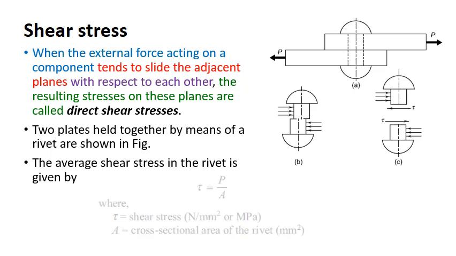Okay, so the average shear stress is given by tau is equal to tangential force P divided by the cross-sectional area over which the tangential force acts. The unit here again is Newton per millimeter square or megapascals.